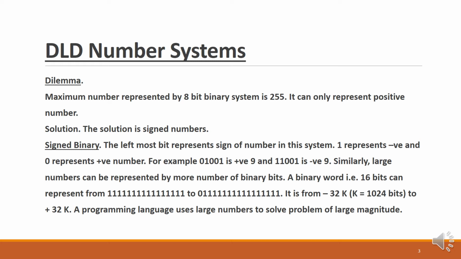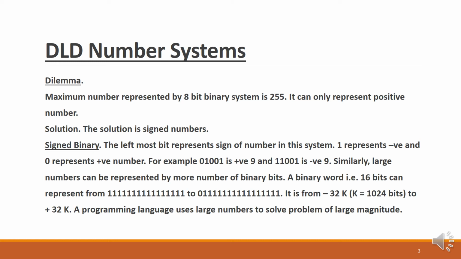Now for example, 0, 1, 0, 0, 1. Now this is positive 9, because the last four bits 1, 0, 0, 1 are 9, and then the leftmost bit is, we said, the sign bit, and since it is 0, it is a positive 9. And similarly 1, 1, 0, 0, 1. So first is the sign bit, which is 1, so negative, and 1, 0, 0, 1 is obviously 9, so it is negative 9. And similarly we can represent the large numbers also.